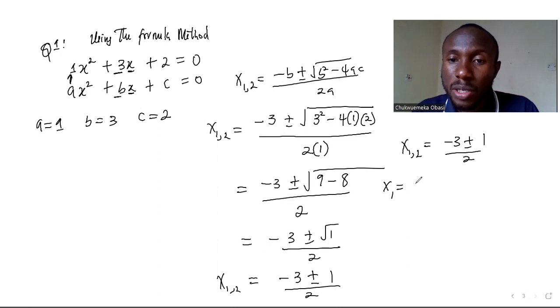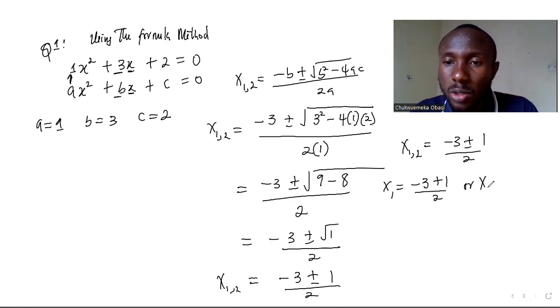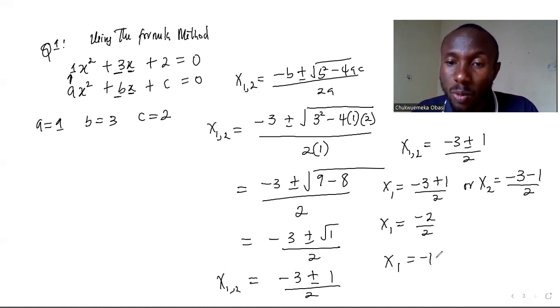So for x1, you pick one of these signs here. You can pick positive or negative. So I want to pick the positive one. So I have minus 3 plus 1 over 2. Or your x2 will be, now you pick the negative sign, so you have minus 3 minus 1 over 2. So finally, x1 will be minus 3 plus 1, which gives us minus 2 over 2. And minus 2 over 2 is the same as minus 1.